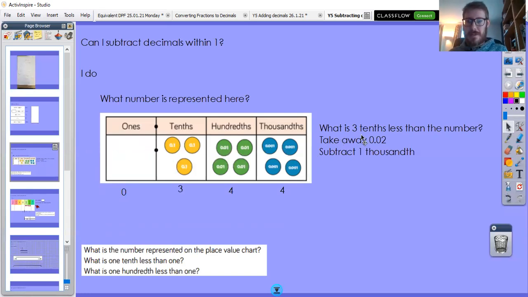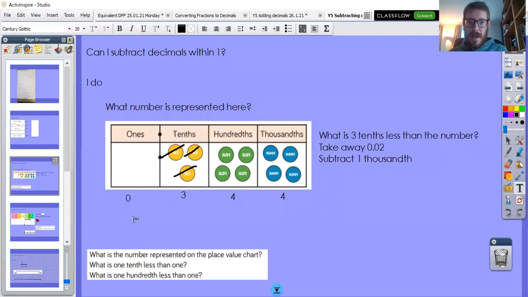So if we think about subtracting, there are different ways we can talk about subtracting, and we could say less than. So what is 3/10 less than this number? If I took away 3/10, what would I have? I'd still have 0 point, there'd now be 0/10, still 4/100ths and still 4/1,000ths. So it'd be 0.044. So that's one way of talking about subtraction, saying less than.